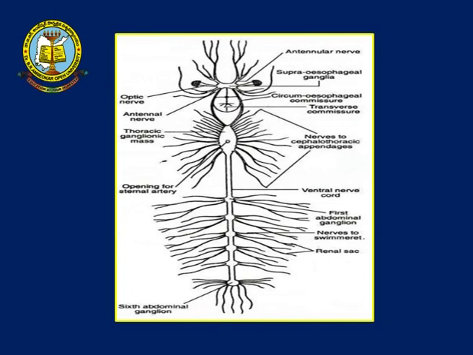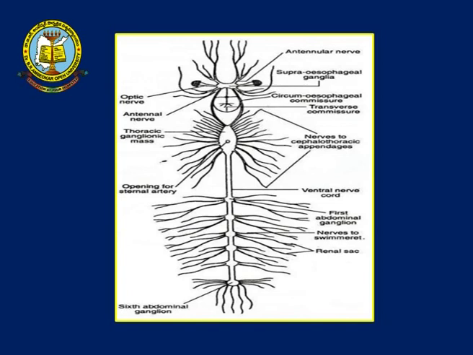The next 3 pairs are given to the 3 pairs of maxillipedes that are present, called the maxillipede nerves. Then the remaining 5 pairs are the nerves for the 5 pairs of walking legs. So, they move to the walking legs.